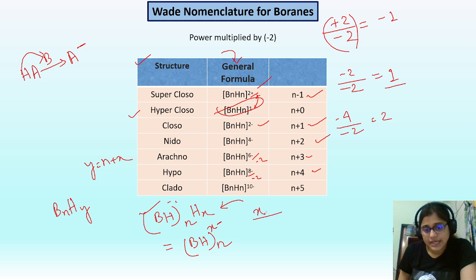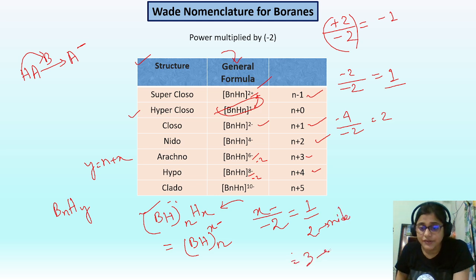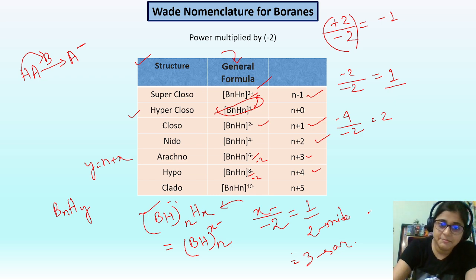Here you are asked the structure. So X minus, I don't know the value of X, so we divide it by minus 2, and with the value we get we can say whether it is closo, nido or arachno. Because if we get 1 here, it will be closo. If we get 2 here, we will say it is nido, and if we get 3 here, we will say arachno. Like that way we can calculate. Very easy technique this is, right?